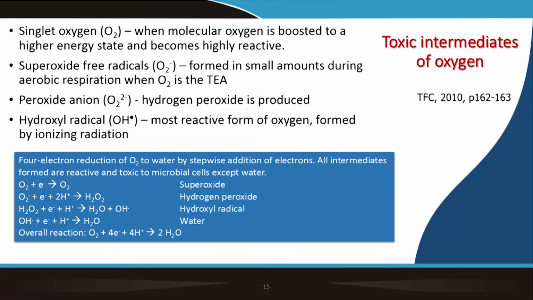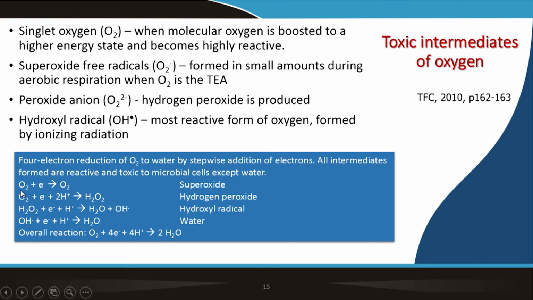Now, having seen that there are several different groups of bacteria and they all respond to the presence of oxygen in very different ways, it's also important to realize that there are many different issues here. One is that in aerobic respiration, there is a 4-electron reduction of oxygen to water in a stepwise fashion. So there are several intermediates that are formed. They are all highly reactive and toxic to microbial cells, and it's only in the last reaction that you have an end product like water, which is non-toxic to the microbes.